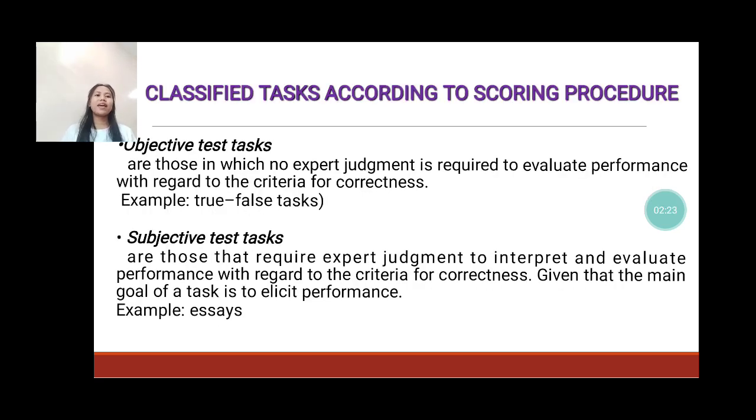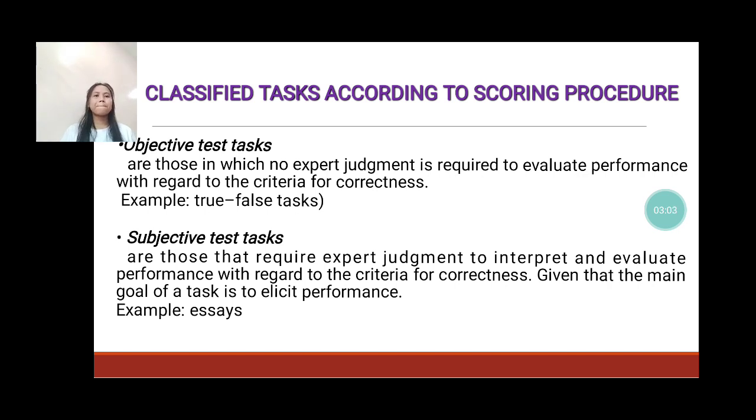So we have to classify tasks according to scoring procedure. The first one is the objective test task. These are those in which no expert judgment is required to evaluate performance with regard to the criteria for correctness. The example given here is the true or false task. That is a very common task that we encounter.